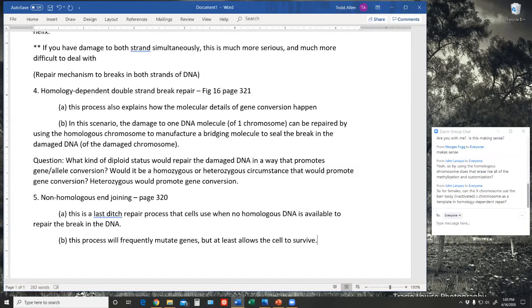John, you asked a question for the gals. Can the X chromosome use the Barr body X chromosome in homology-dependent repair? Yes, typically it can, John.